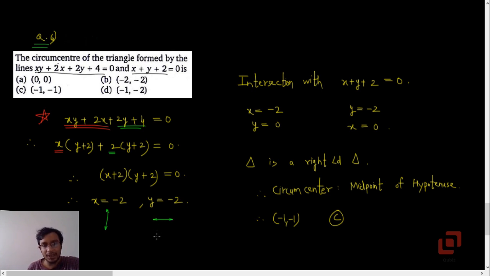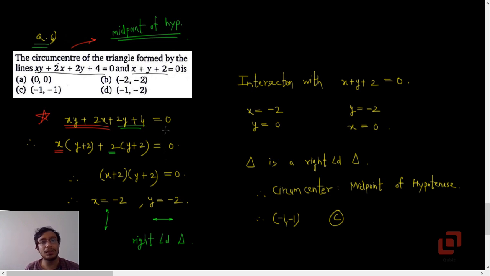So it is now clear that this triangle is a right angle triangle because these lines are perpendicular to each other. And for a right angle triangle, the circumcenter is always the midpoint of the hypotenuse. You can prove it by the sine rule. Okay. Yes.